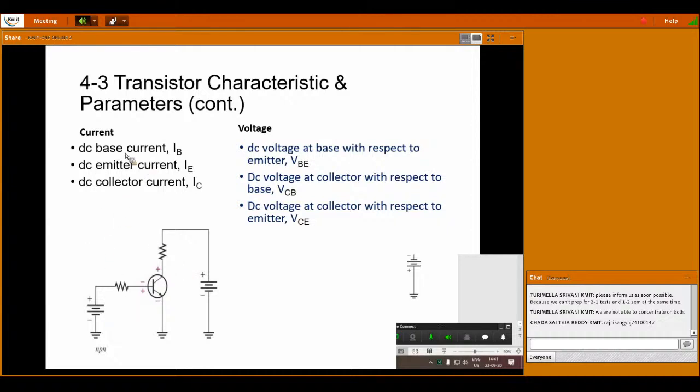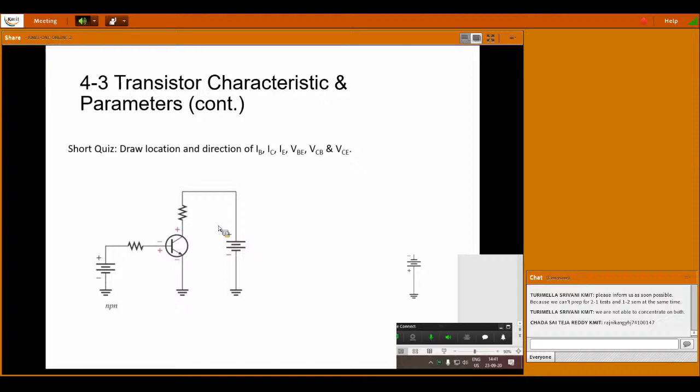So the DC current flowing through the transistor is denoted as IB for the base current, IE for the emitter current, and IC for the collector current. The voltage between base and emitter is denoted with VBE. The DC voltage between collector and emitter is represented with VCE, and collector to base is represented with VCB. Now I'm going to give a short quiz. Draw the locations and directions of your IB, IE, VBE, VCB and VCE. Can you do that?